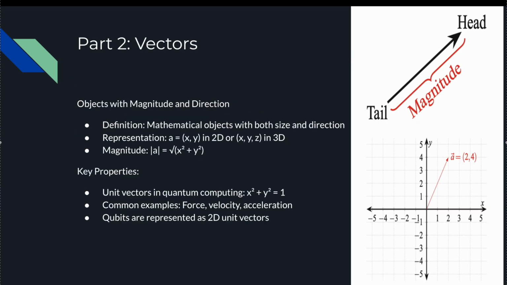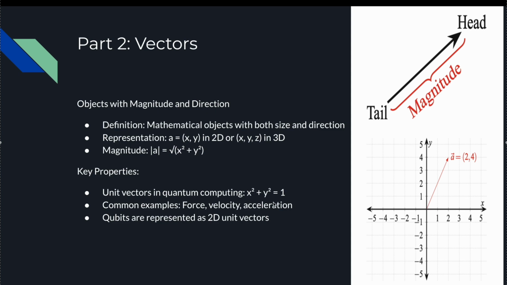And vectors. Now vectors are scalars with direction. It's the magnitude with direction. So the representation in 2D can be x comma y being different number parameters, or x comma y comma z for 3D. And the magnitude is this formula. The magnitude of a vector is the square root of the two numbers squared, added together.